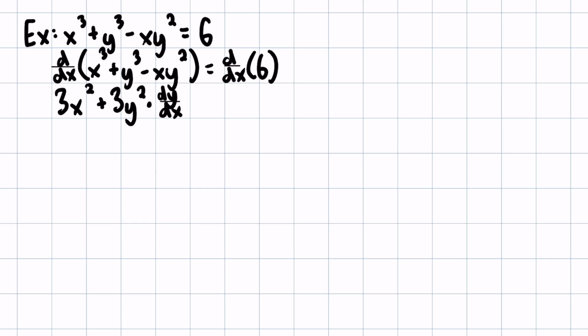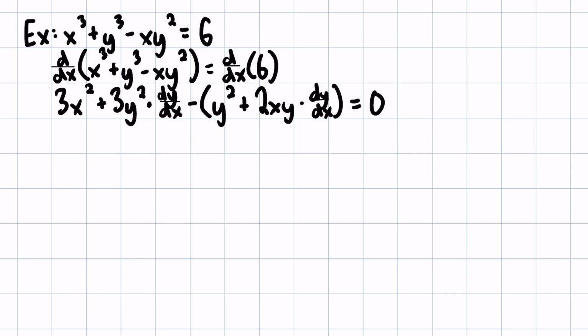Now, for the negative xy squared, we are going to have to treat that like product rule. So I am going to start by taking the derivative of x, that's just 1, so 1 times y squared. And then we also need to take the derivative of y squared and multiply it by x. So the derivative of y squared is going to be 2y times dy/dx, and we multiply that by x to get 2xy times dy/dx. And then the 6 is a constant, so when we take its derivative, it becomes 0.